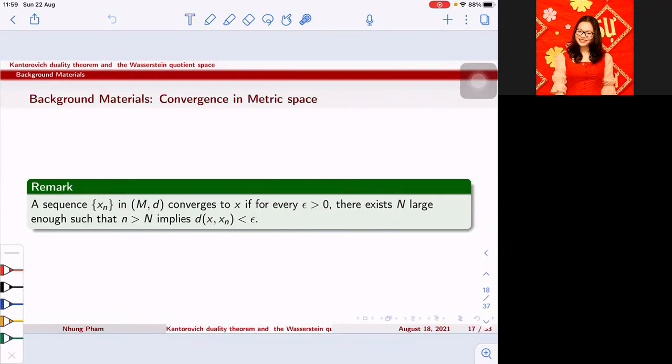A reminder of the convergence in metric space is that a sequence x_n in the metric space M equipped with the metric D converges to x, if x_n gets closer and closer to x with respect to the metric.